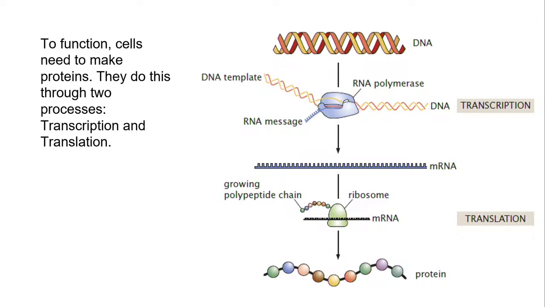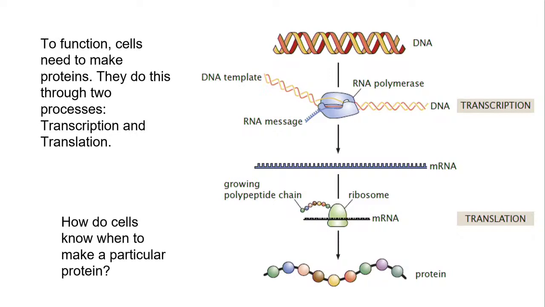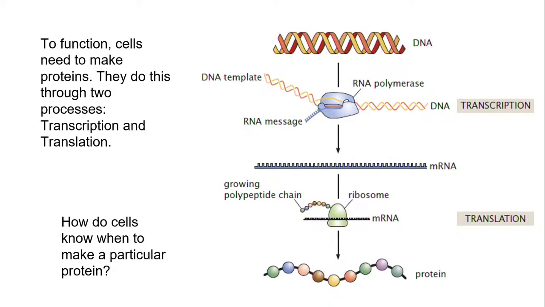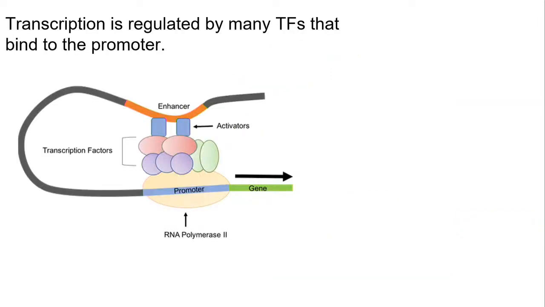So there are two main processes here, but one catch is that all the cells in our body have the same DNA, but they clearly have very different functions and they create different proteins. So the question is, how do cells know when they need to make a protein and when they should not? So this kind of regulation can happen at many levels, but the most prominent one is at the level of transcription.